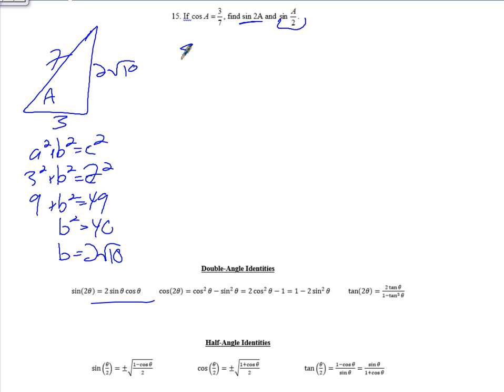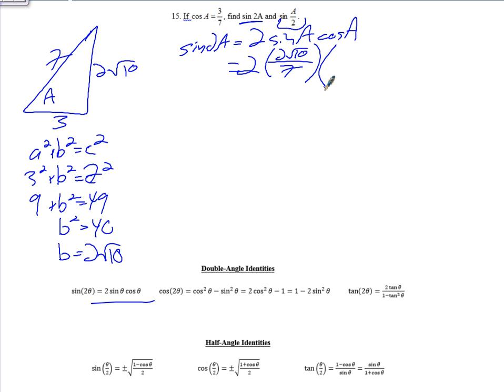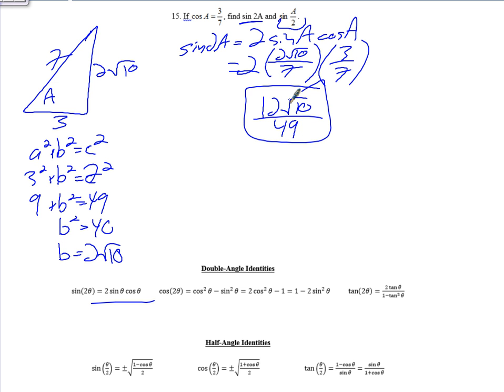So the first one is sine 2A equals 2 sine A cosine A. So that's 2, sine A is 2 root 10 over 7, and cosine A is 3 over 7. So we multiply this all together, we get 4 times 3 is 12 root 10 over 49. So again, these aren't going to be the prettiest answers for this type of problem.